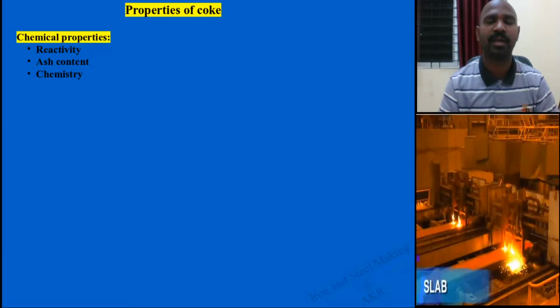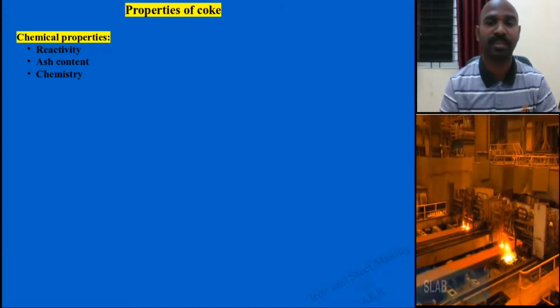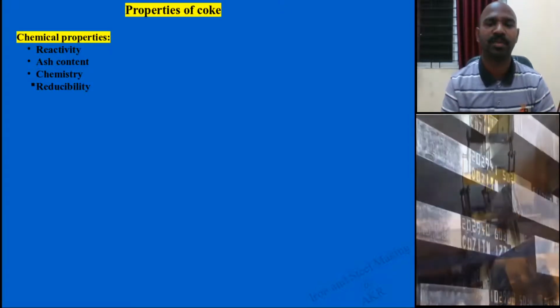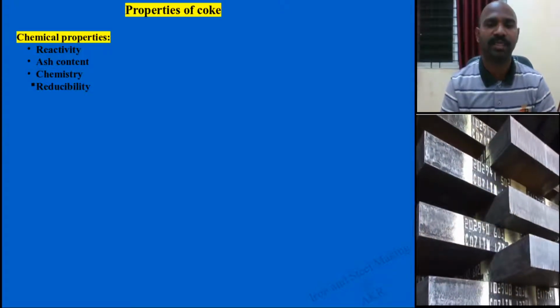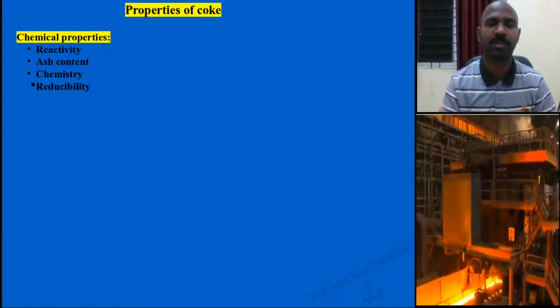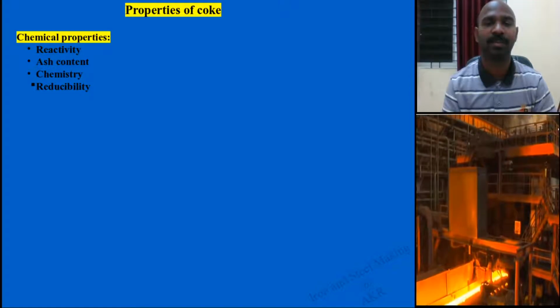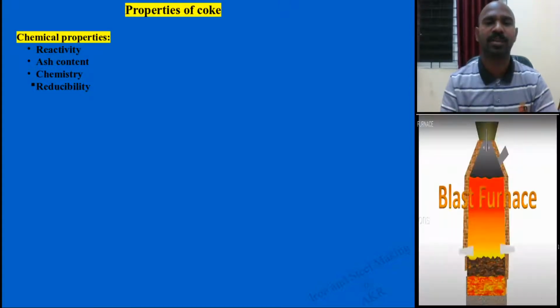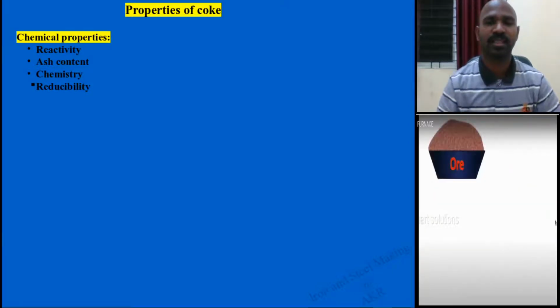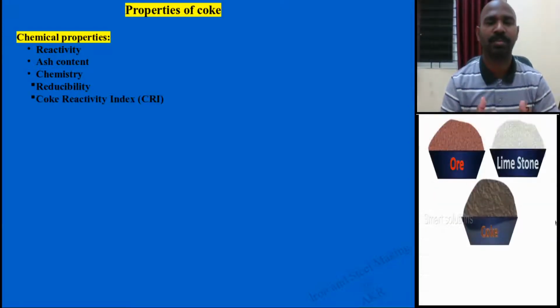And chemistry: sulfur, phosphorus varies, and reducibility, size, and reducibility in the form of converting the gases, CO reducible gas, CO2 reducing agent, and these gases reduce the iron ore to iron, Fe2O3 to Fe. So that is the other point.